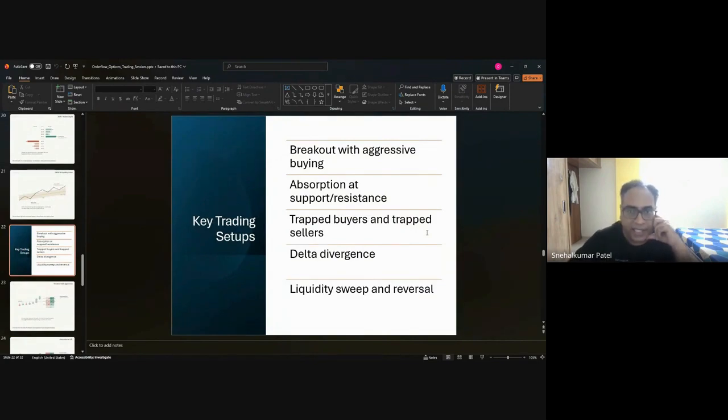These are the key trading setups. We will look at examples of each one of them. Breakout with aggressive buying, absorption and support and resistance. Absorption, support and resistance is something that we have seen recently in the chart. We will look at the breakout with aggressive buying. We will also look at the trapped buyers and trapped sellers. Delta divergence, we will try to find an example if we can find. And then finally, liquidity sweep and reversal. So let's look at the chart and then look at those examples one by one.